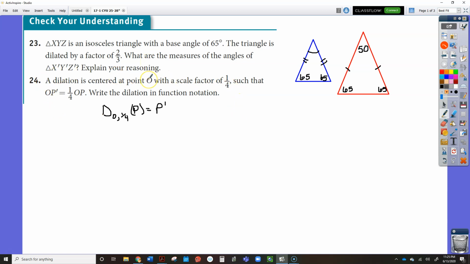So here they give us information that we need to use the notation. They give us the center of dilation is 0,0. They give us the scale factor of 1/4. They only give us one other point besides the center, which is point P. So P is on the pre-image, and it will map to P prime.